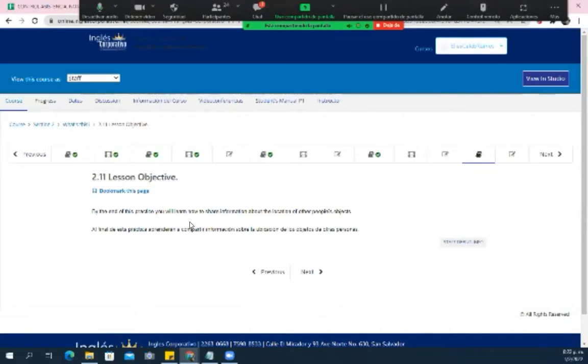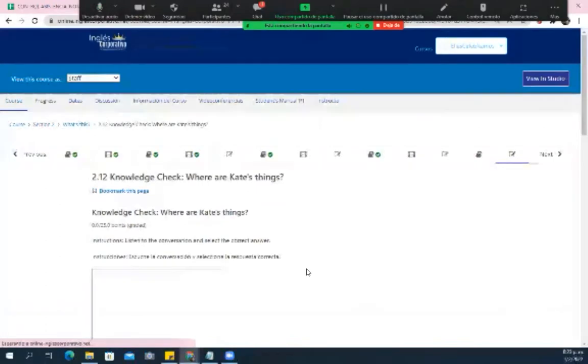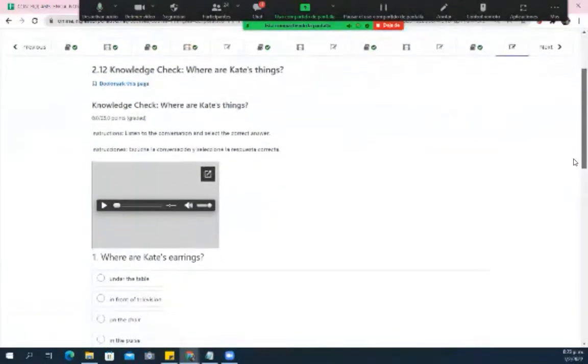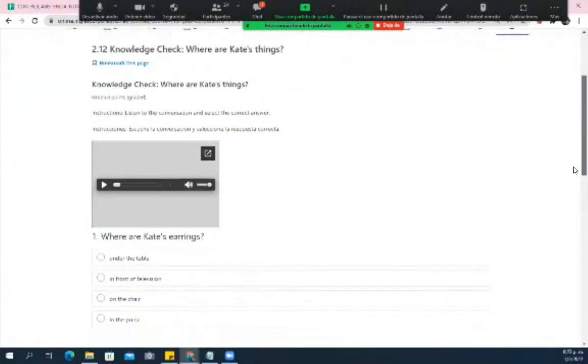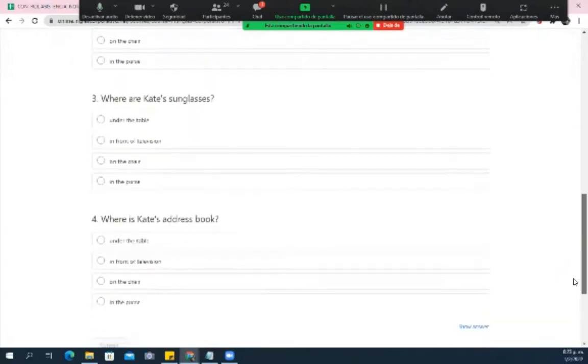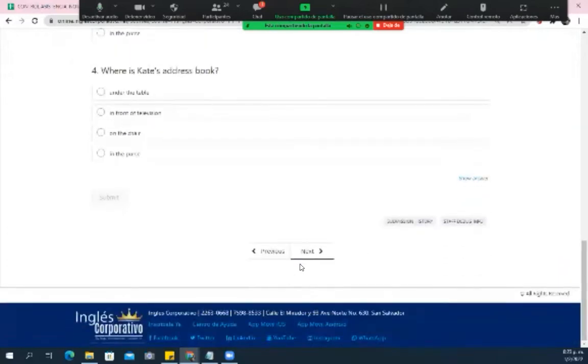Okay, so let's move on. It says, by the end of this practice, you will learn how to share information about the location of other people's objects. Okay? So, still, we're going to use prepositions. Let me see. Now, let's check. What are Kate's things? Something you have to do, right? I cannot give you the answers.